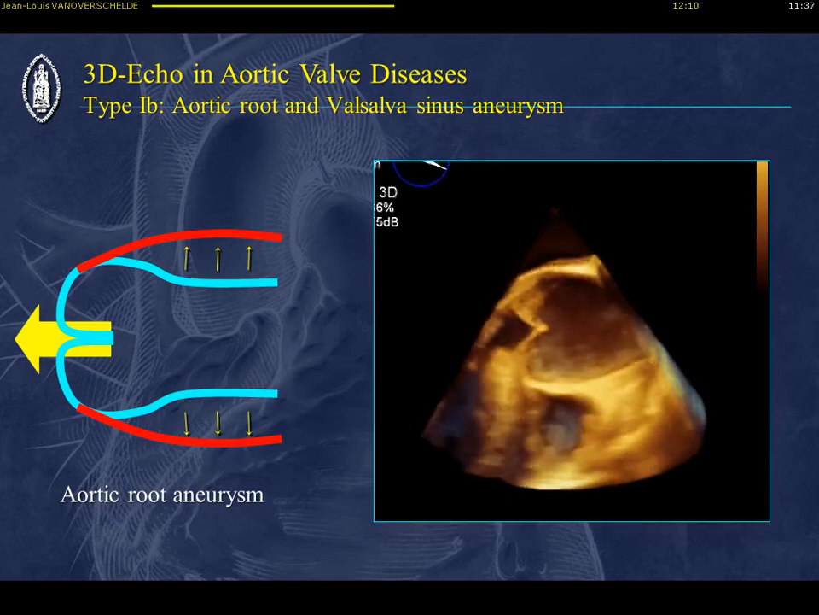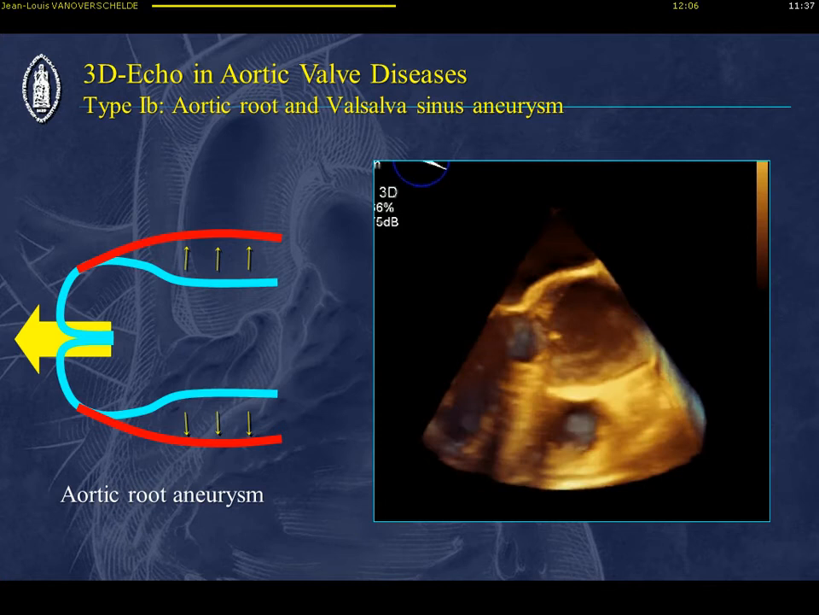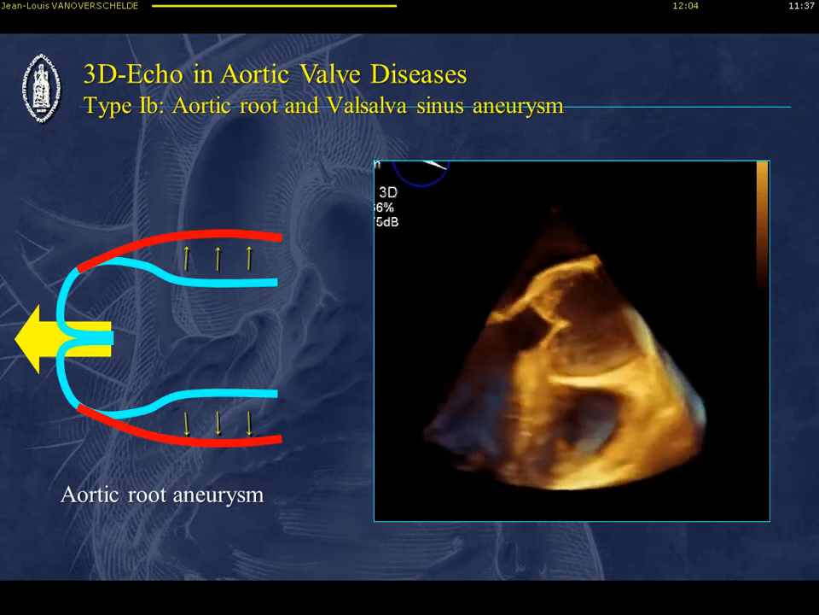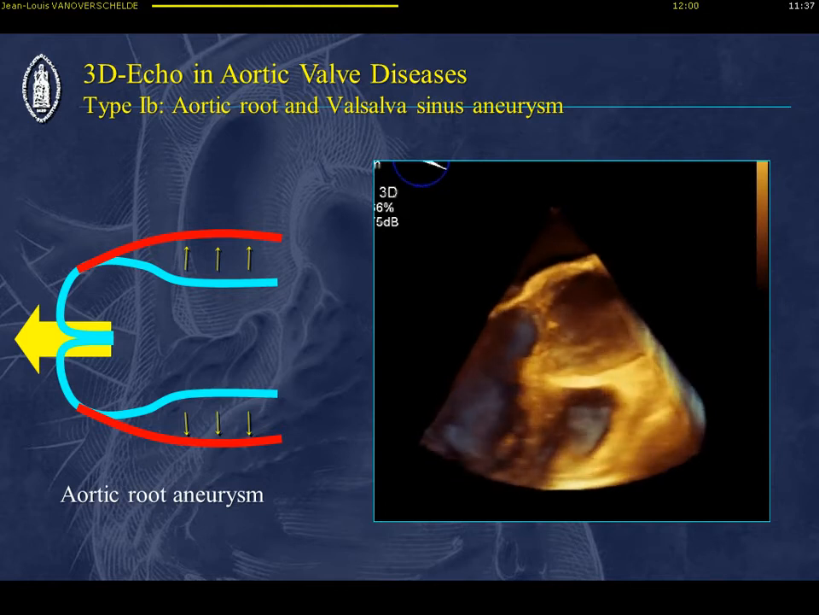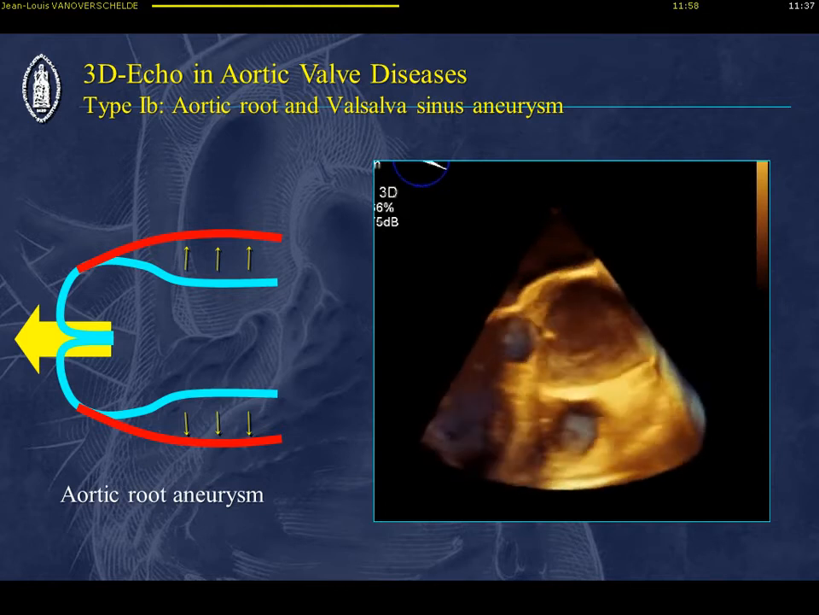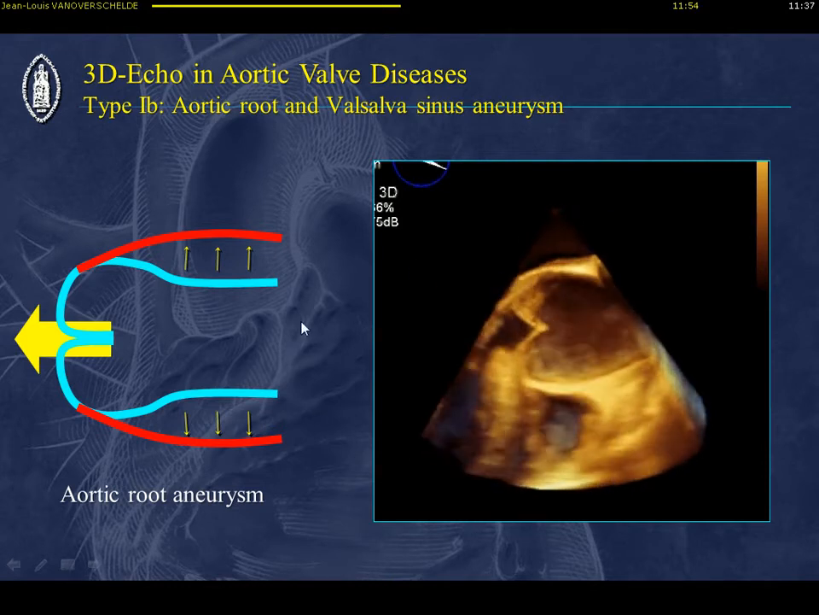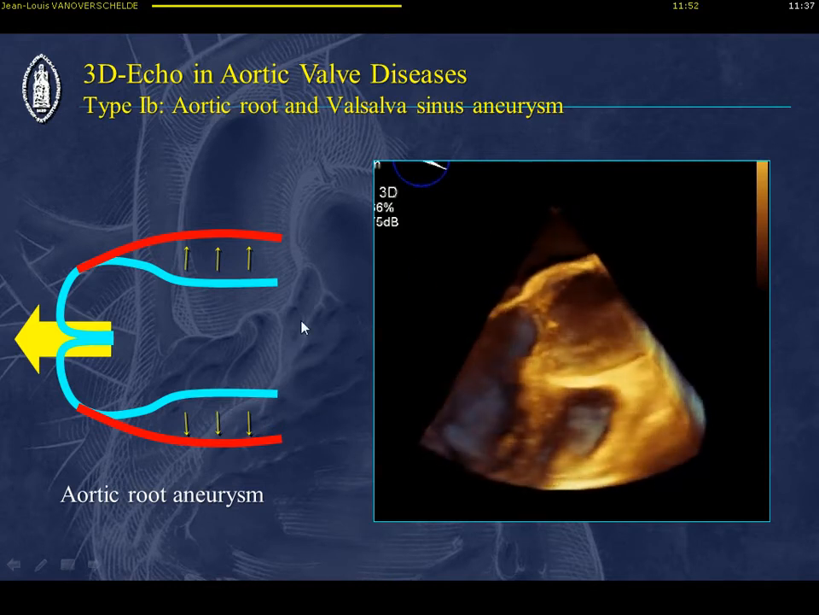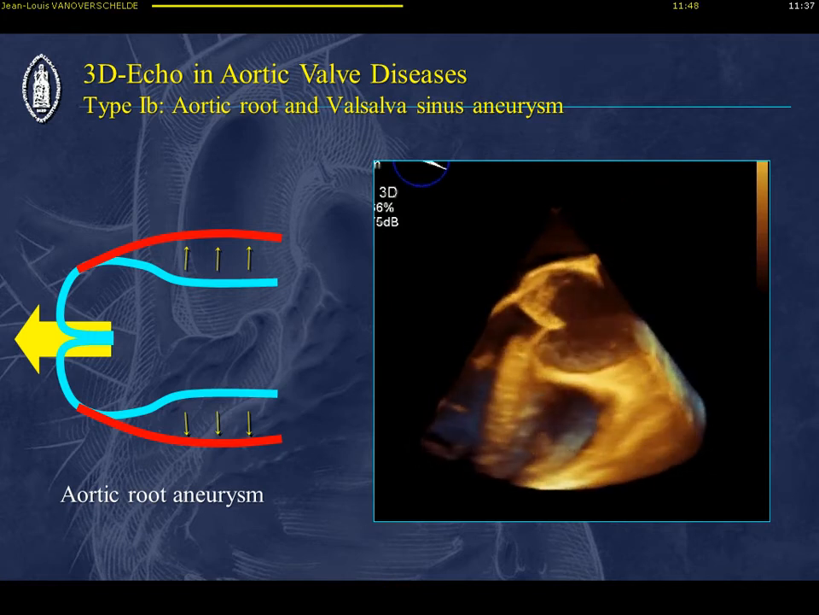So I will just illustrate this with a couple of examples to show you the capabilities of 3D echo in doing so. This is a root and Valsalva aneurysm that can be pretty well assessed with 2D echo, of course, but here we have the 3D view of it. And I think that when you use that, the simple en face view of 3D rendering is not sufficient.